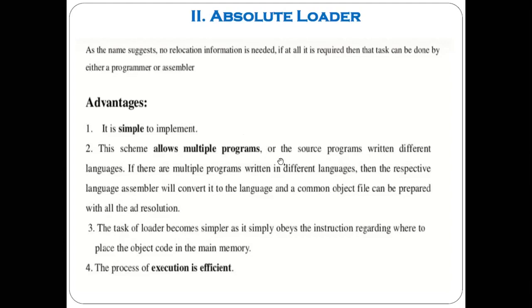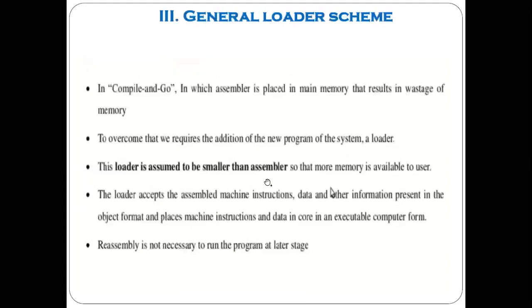In the second, this drawback is avoided, as in the case of the second, your assembler or compiler, or the general name for it, the translator, is not part of the main memory, it is part of the secondary memory. And this loader only does the functionality of loading, it does not perform allocation, relocation, etc. Okay, so now we have the third kind of loader, that is our general loader scheme.